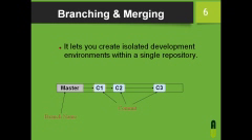Now here is the master branch with three commits: C1, C2 and C3. That's your commit point.